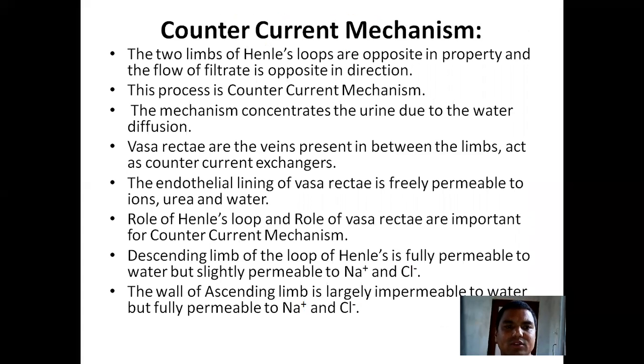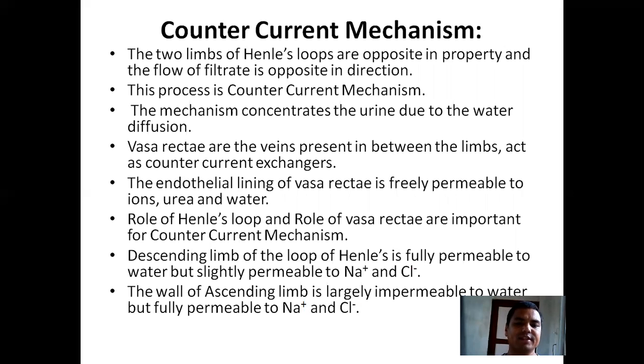Countercurrent mechanism. The two limbs of Henle's loop are opposite in property and the flow of filtrate is opposite in direction. This process is the countercurrent mechanism. The mechanism concentrates the urine due to water diffusion. Vasa recta are the vessels present between the limbs and act as the countercurrent exchanger. The endothelial lining of vasa recta is freely permeable to ions, urea and water. The role of Henle's loop and the role of vasa recta are important for the countercurrent mechanism.